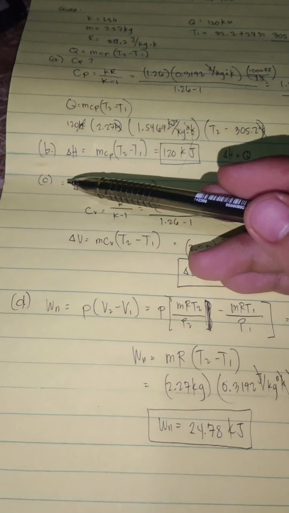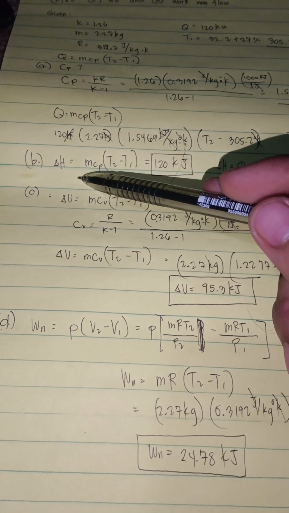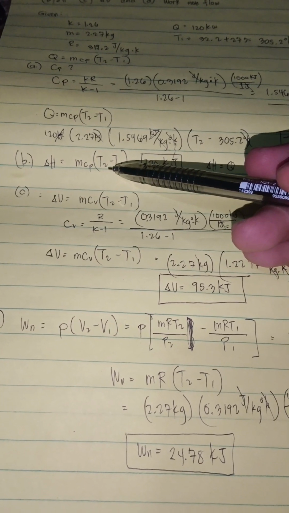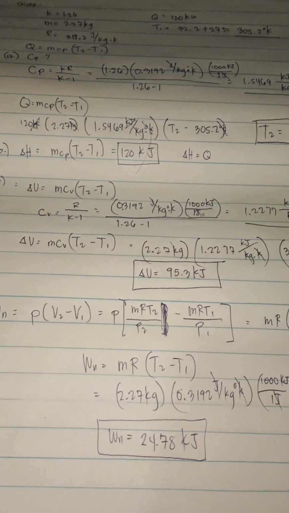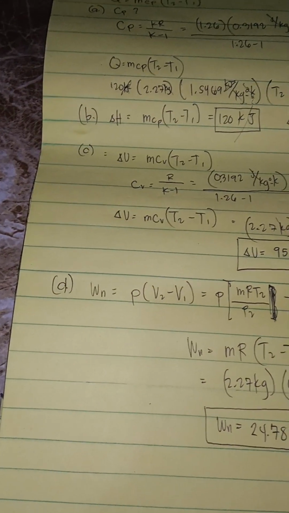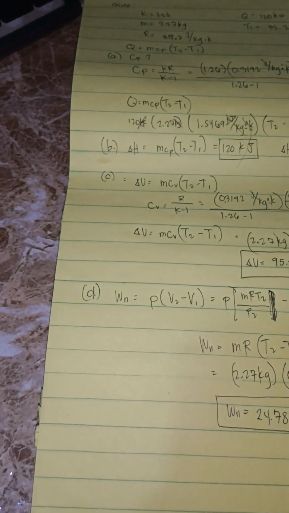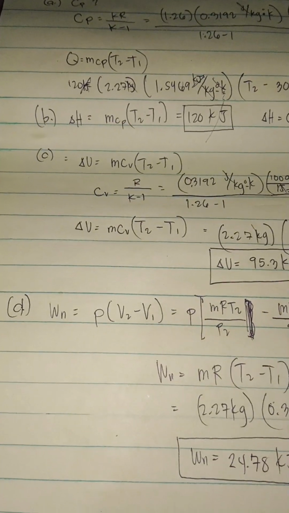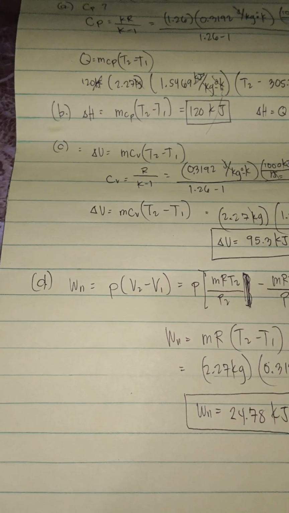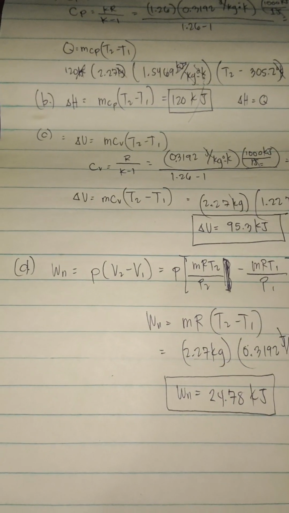For the change of enthalpy, delta H equals mass times constant pressure times final temperature minus initial temperature, which equals 120 kilojoules. Delta H is equal to the heat Q. In part C, we have to solve for the internal energy. The change of internal energy equals mass times constant volume, parenthesis, final temperature minus initial temperature.